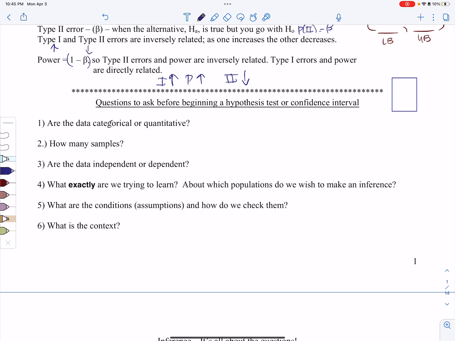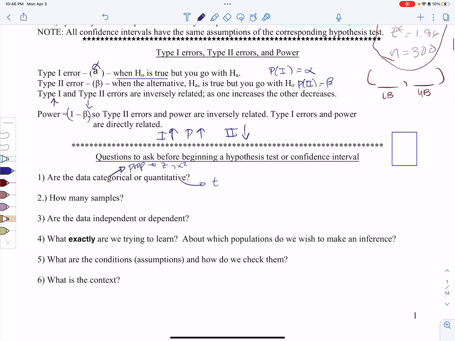Well, if it's categorical, that's going to be asking questions like, do you like the color red? And we're going to get a proportion. And if we get a proportion, that's going to give me a z-test or a chi-squared. Quantitative is going to give me a t-test. And the t-test, of course, is the 1 sample t, 2 sample t, paired t, or linear regression t-test. So those are the different things. And then, of course, you do a hypothesis test or an interval as well.